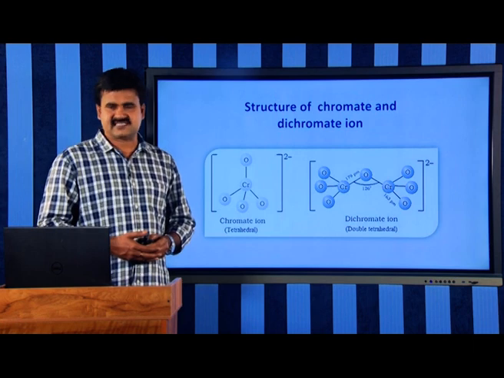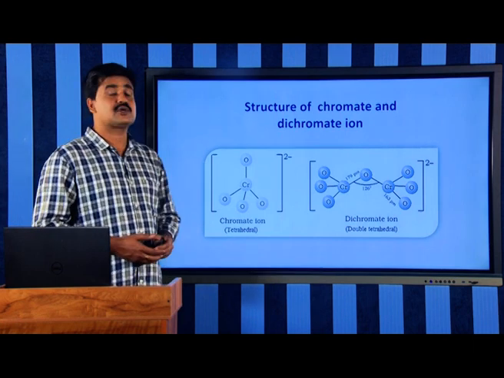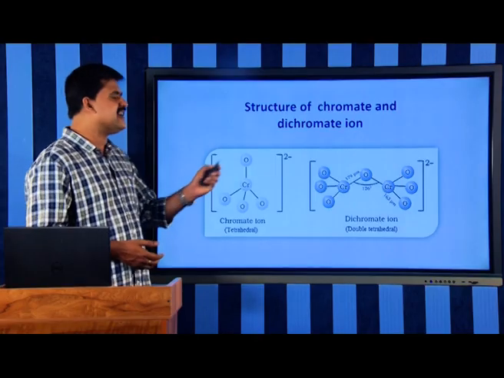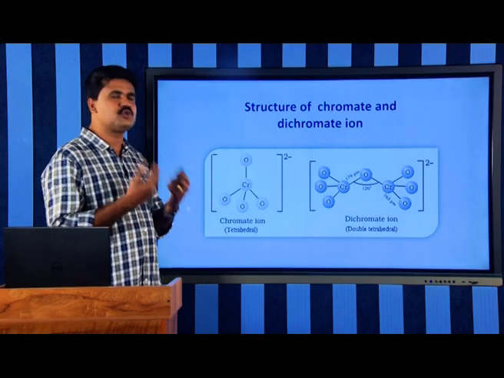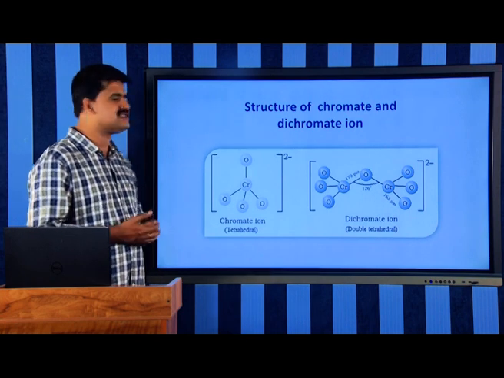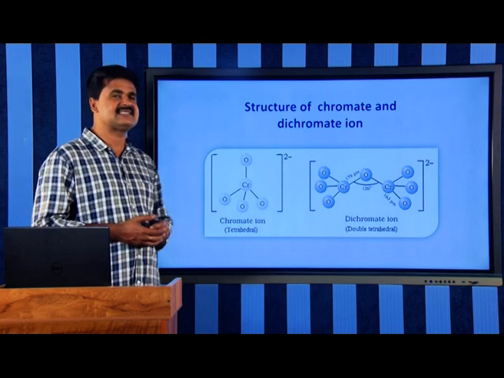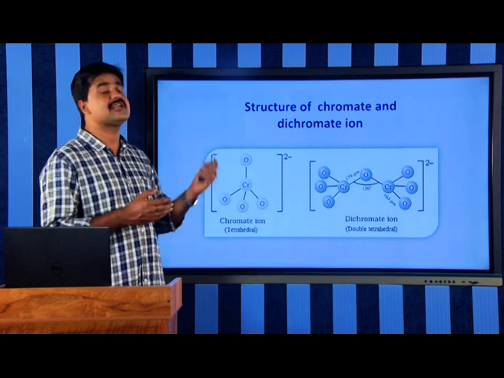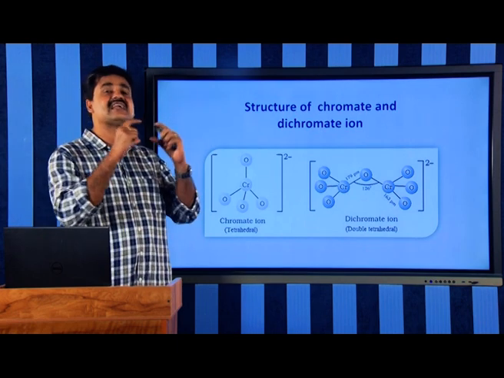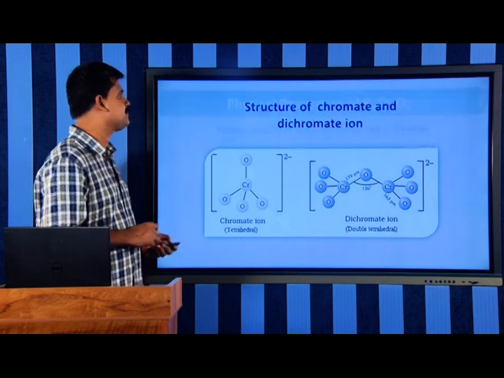The structures of the chromate ion, CrO4 2 minus, and the dichromate ion, Cr2O7 2 minus, are shown in the picture. The dichromate ion can be considered as a dimer of the chromate ion. The chromate ion is tetrahedral and the dichromate ion has a double tetrahedral arrangement. The tetrahedra are connected through an oxygen.